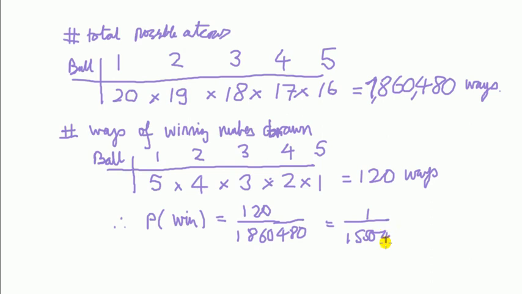Which is a very small probability. We could write this in decimal places, but I'm not going to bother. Okay, so that is using FTC.